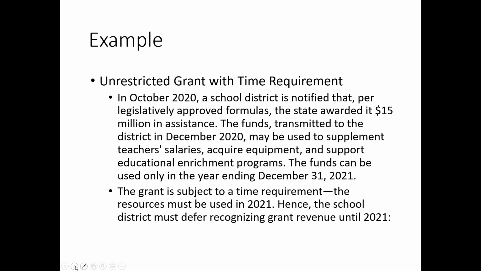Let's see a few examples to understand grants. Unrestricted grant with time requirement. In October 2020, a school district is notified that the state is going to award $15 million in the system. The funds were transmitted to the district in December 2020, so it has been paid.